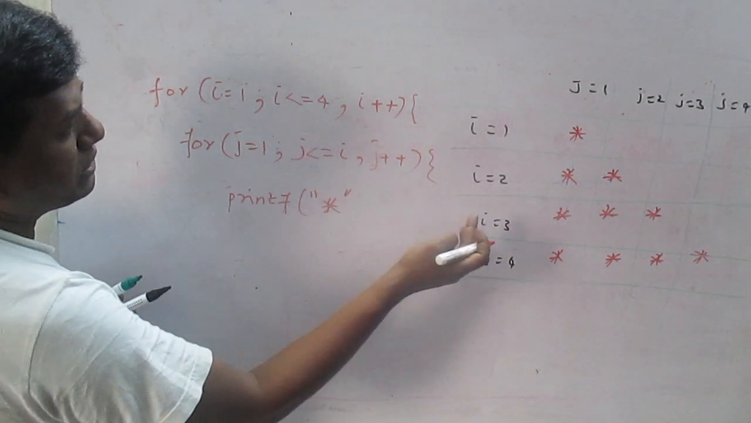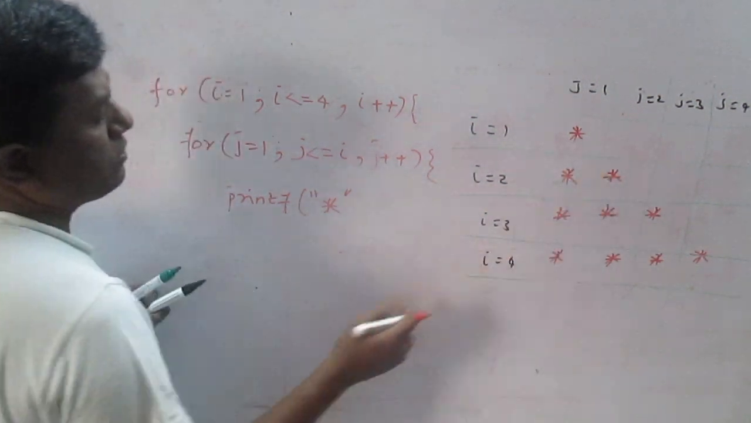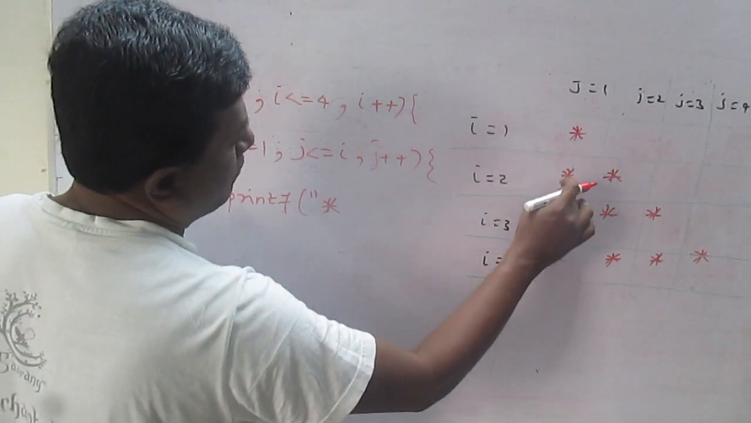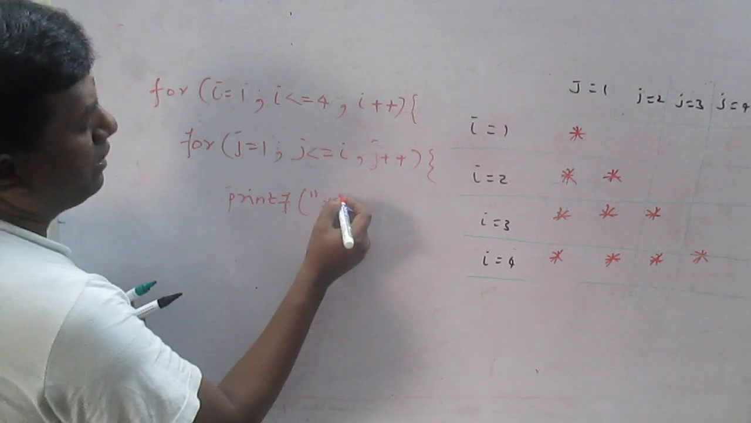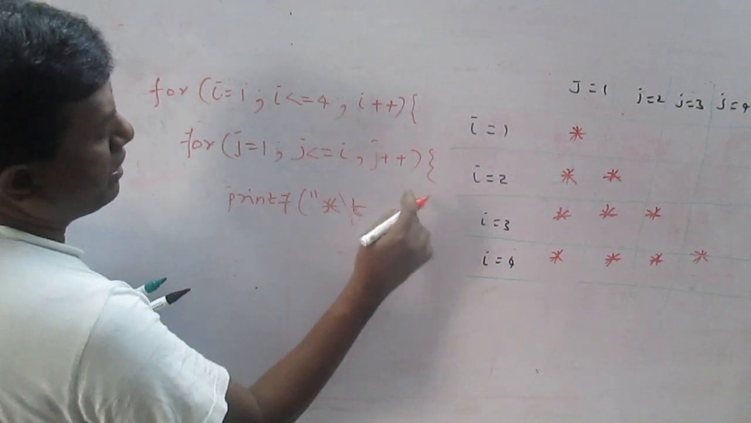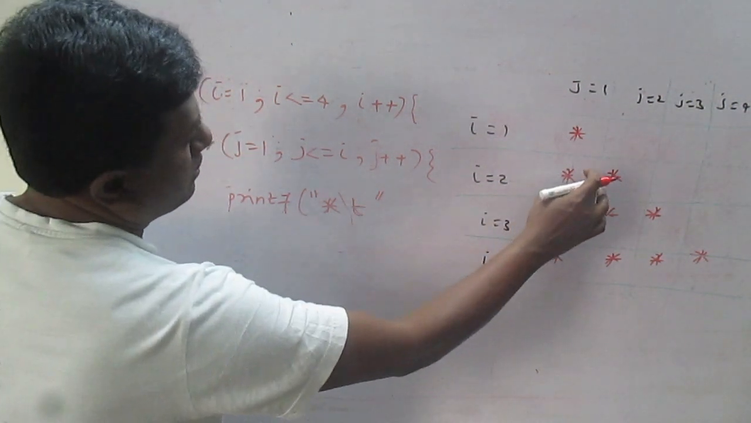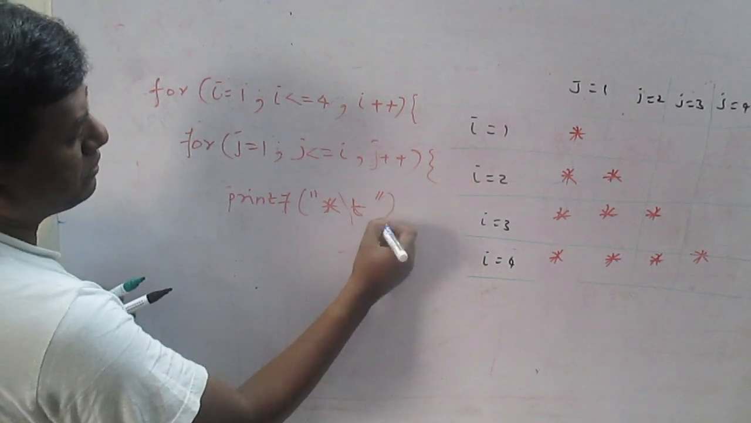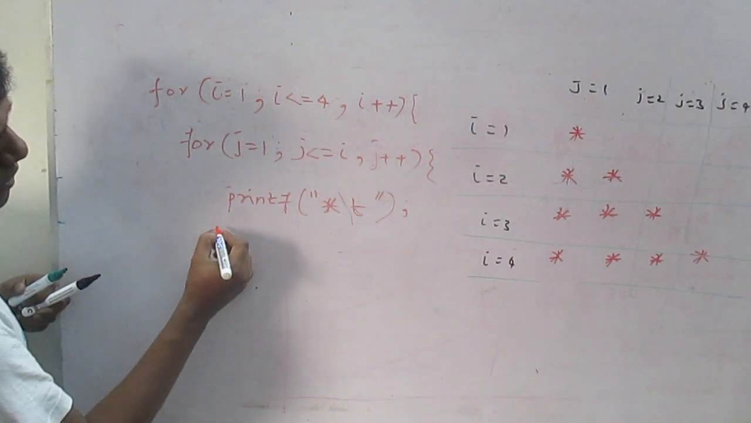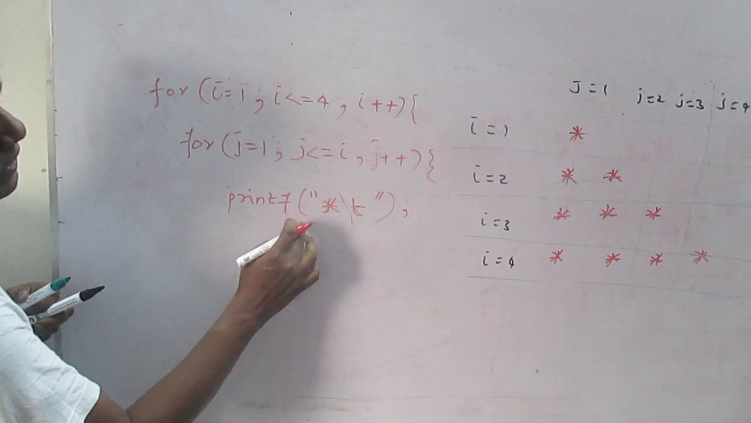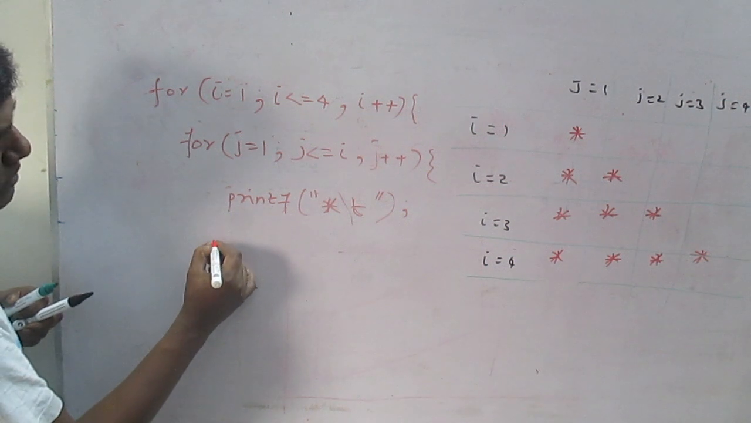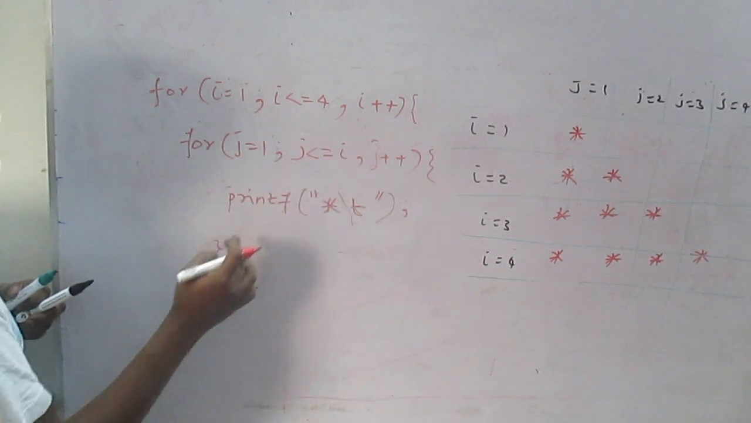Now we need a space. After printing one star, there should be a tab space in between, so we can give a backslash t. If you give that, we will get the space. So we print this star and end with this. Once it is printed, we go back, do the increment, and again check the condition.